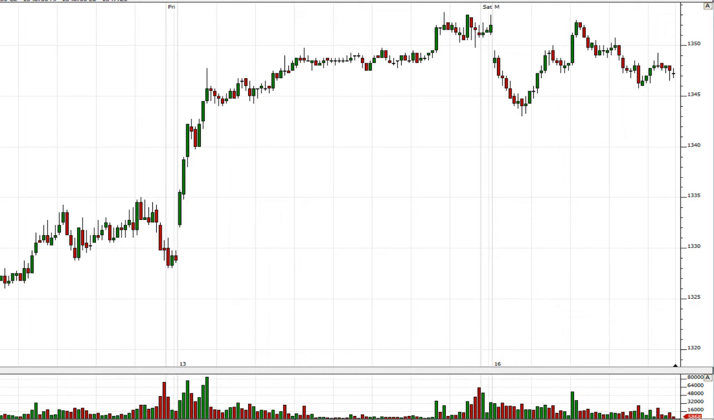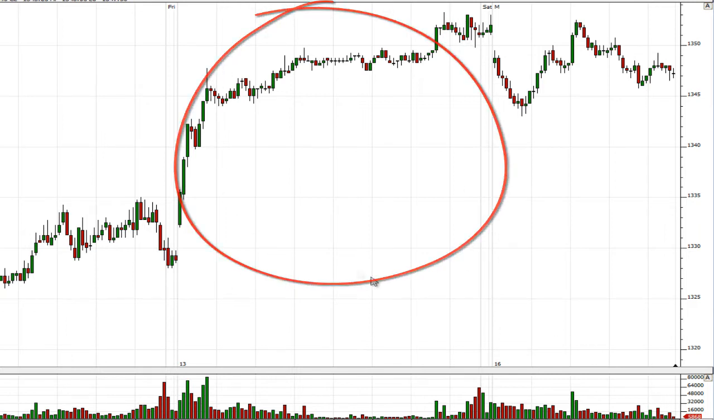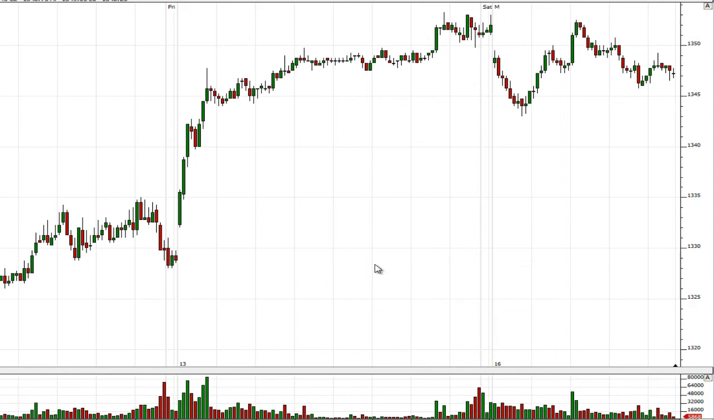Okay, here we are looking at a 5-minute chart of the S&P 500 futures. And what we're focusing on is this day right here. Okay. Now the first type of day, or the first category of day I want to discuss, is what I call the pure trend day, the high conviction trend day.